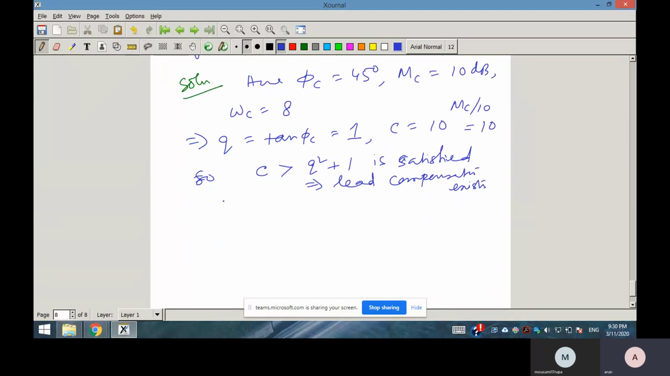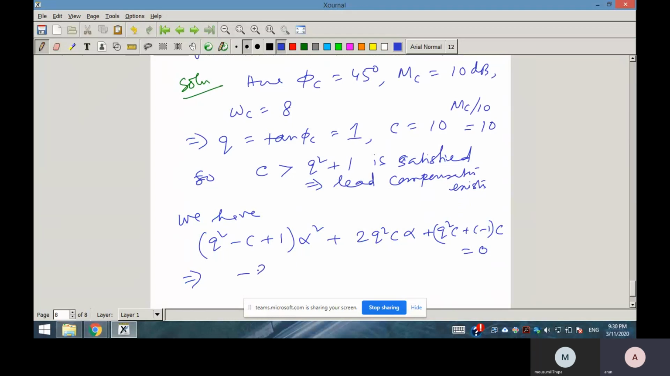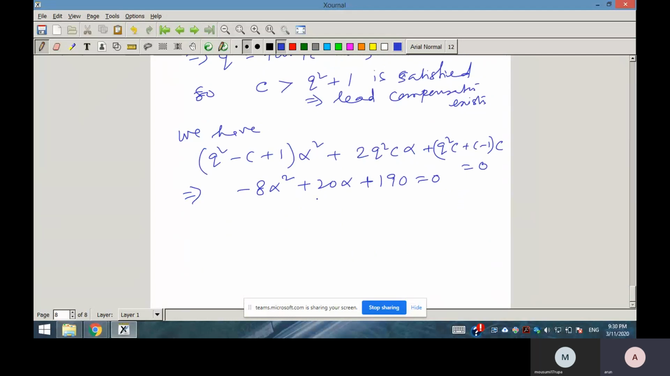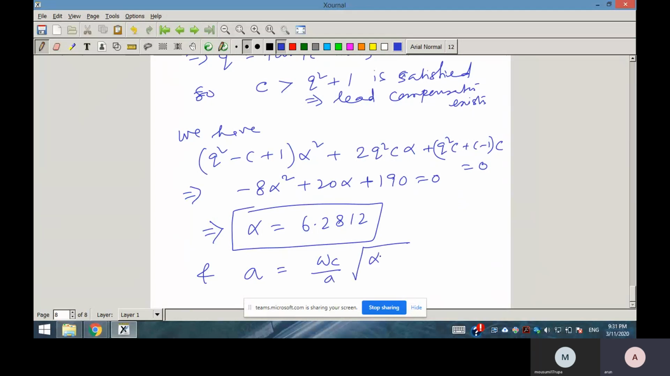Now how to get the parameters? We just solve the quadratic equation: Q square minus C plus 1 into alpha square plus 2Q square C into alpha plus Q square C plus C minus 1 into C equals 0. If you substitute these values, it will be 8 alpha square plus 20 alpha plus 190 equals 0. Please check it. A valid solution of alpha is positive. It will have two solutions, one positive, one negative; negative you will not consider. So the positive solution gives alpha equal to 6.2812. Please check it. And A will be omega C by A into root under alpha square minus C minus 1, so this is equal to 2.304.